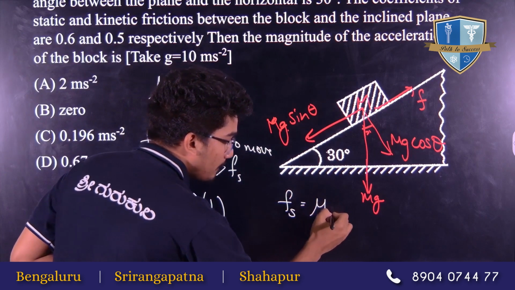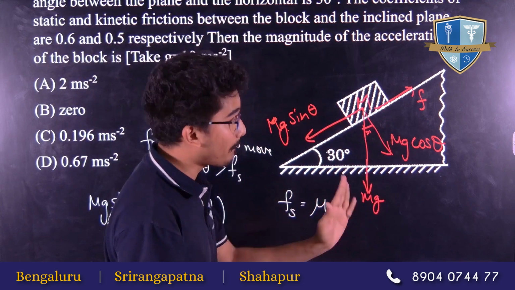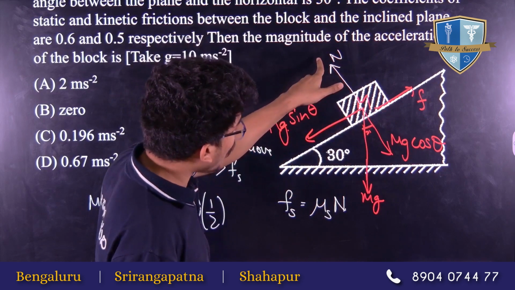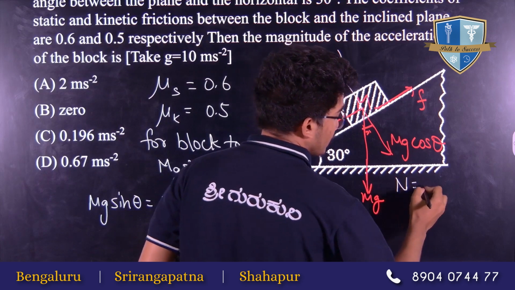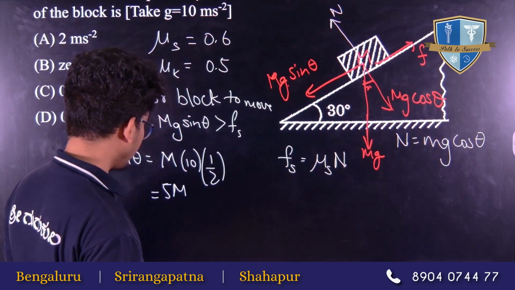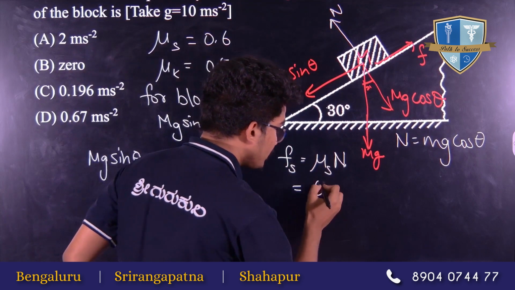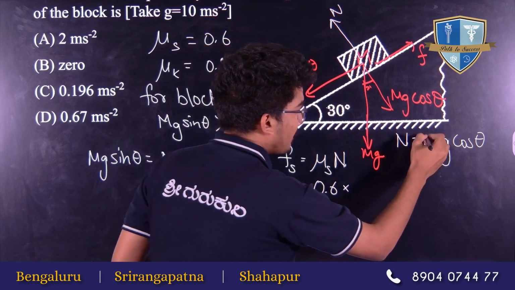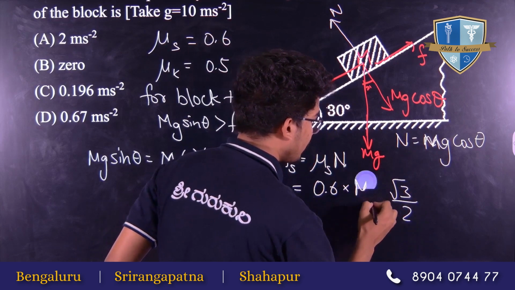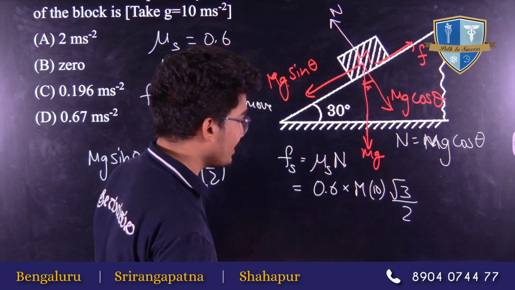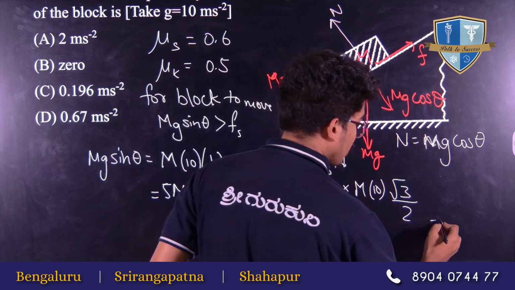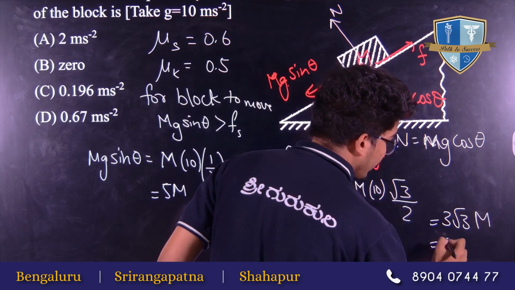Now let's check whether static friction is less than or equal to mg sin theta. Static friction is mu static into normal. Now what is this normal? Normal always acts perpendicular to the surface. Here this is our surface, so perpendicular to this we have a normal force, and since there is no motion in this direction, this normal force is equal to mg cos theta. So let's place everything here. Static friction is 0.6 into M into g, which is 10, into cos 30, which is root 3 by 2. So 10 into 0.6 becomes 6, times m root 3 by 2, which is 3 root 3 m, approximately equal to 5.19 m.